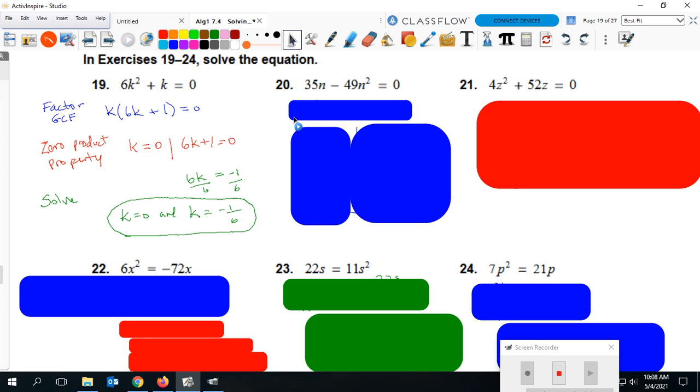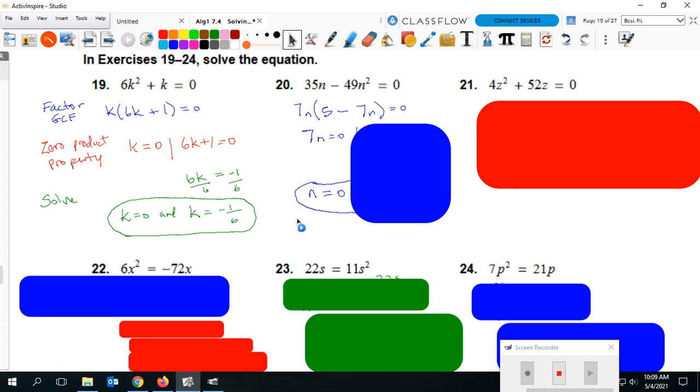So 7n is on the outside. 35 divided by 7 is 5, and it's just a 5 because you factor out the n. Minus, bring down the minus sign, 49 divided by 7 is 7, and you factored one n out, so there's still one n left in there. And then zero product property, 7n is going to be set equal to 0.